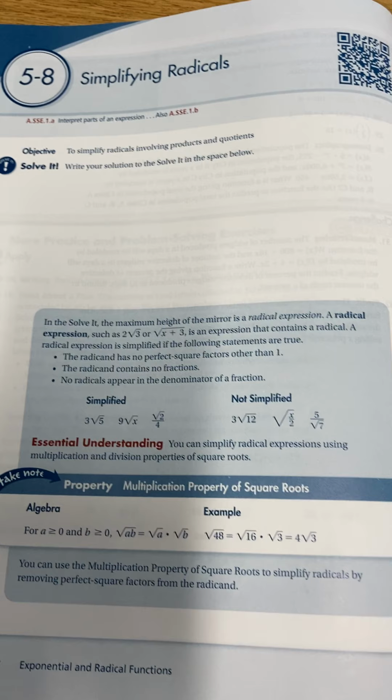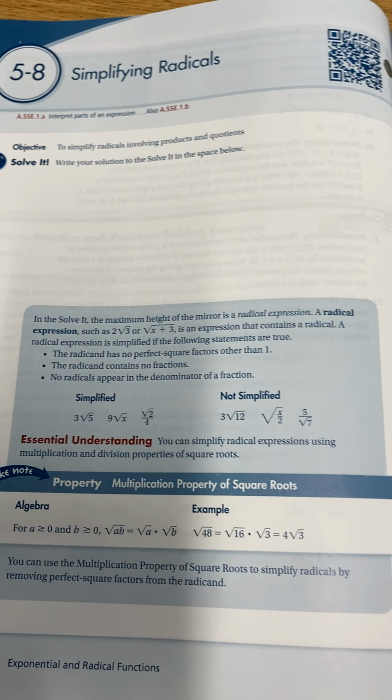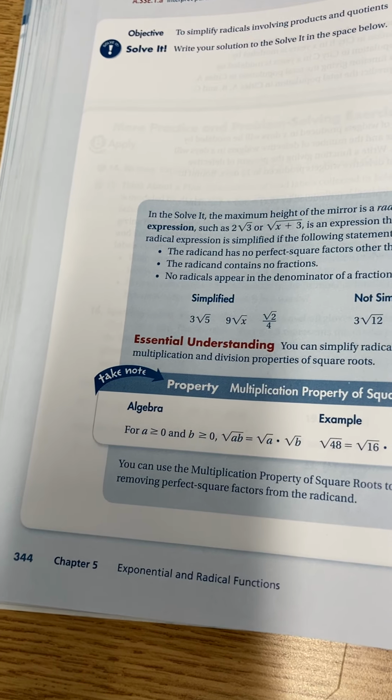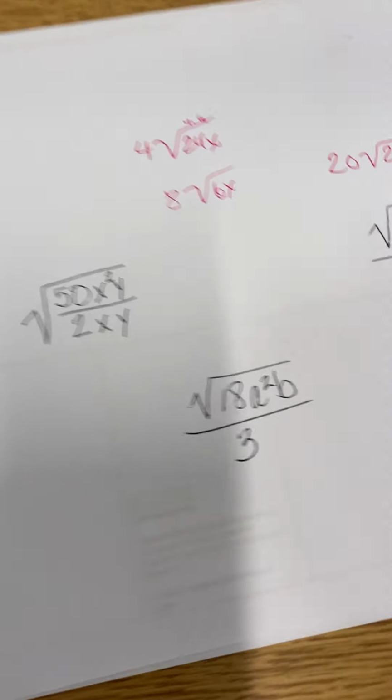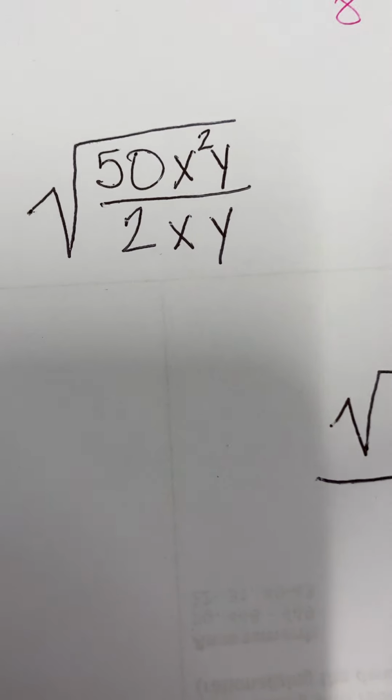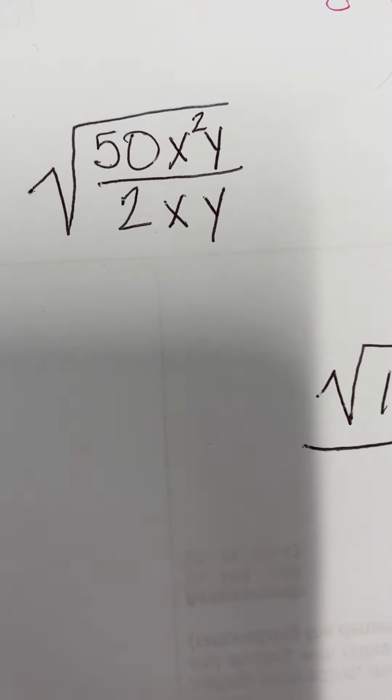All right, Math 1, we are going to wrap up radicals today. I will be going through the book, so if you want to go ahead and get that out on page 344. We'll go through some of these examples, but over here, we are going to start division.